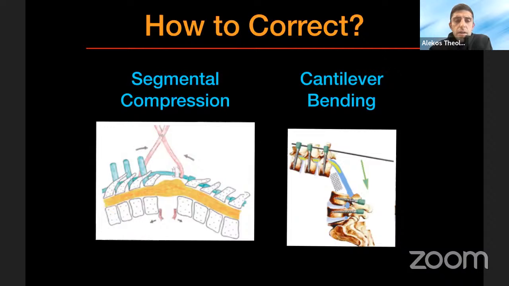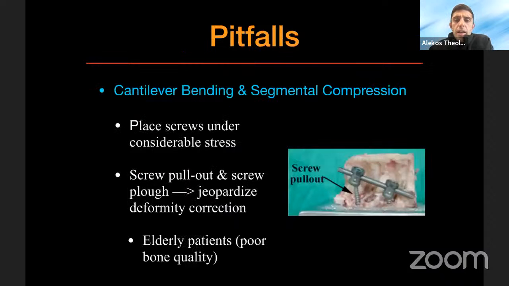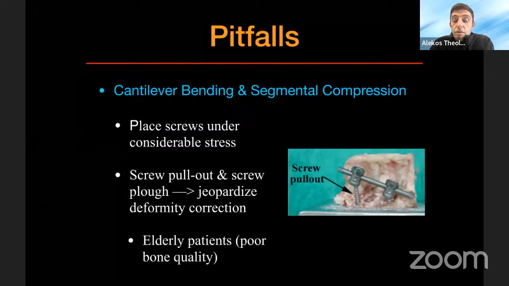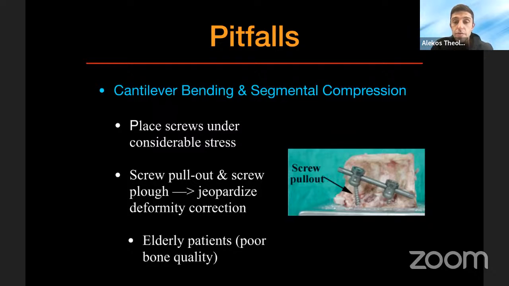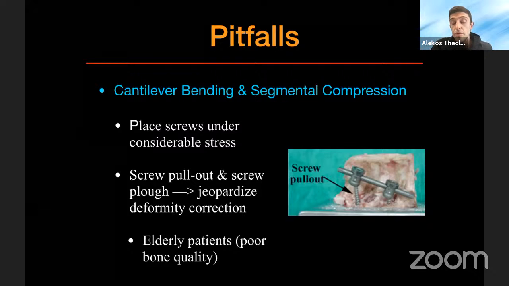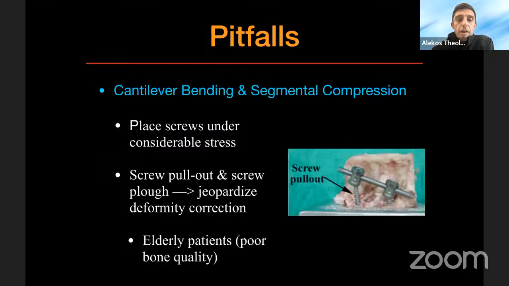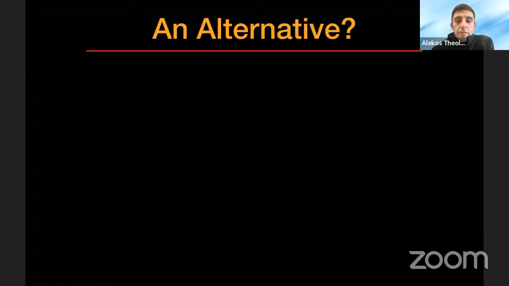No real preference there. However, especially in patients with poor bone quality and severe deformities, there are pitfalls to using cantilever bending and segmental compression. They place the screws under considerable stress. You can have screw pull out and screw plow, and if you lose your screw fixation, your deformity correction is jeopardized and can't be performed safely. This is particularly true in patients with poor bone quality, the elderly patients, the majority of whom are getting these deformity corrections. So is there an alternative?